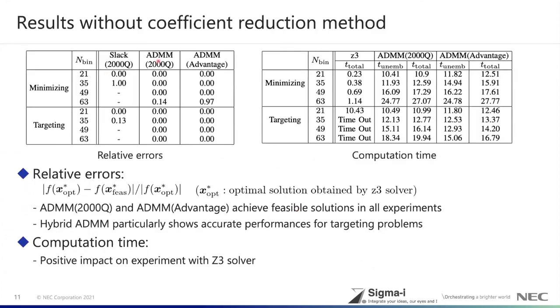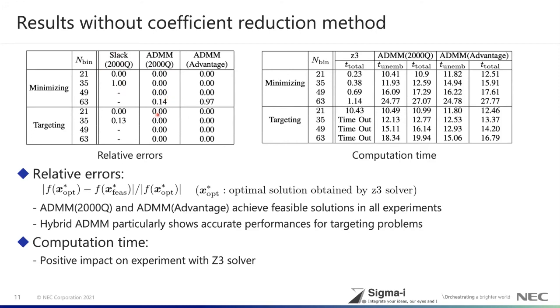The left table shows the size dependence of the relative error for the minimizing and targeting problems. The slack variable approach can only compute up to n equals 35 variables. The qubit size with the slack variables exceeds the maximum number that the D-Wave 2000Q can compute. Unlike the slack approach, both ADMM variants can achieve feasible solutions for all the problems up to 63 variables.